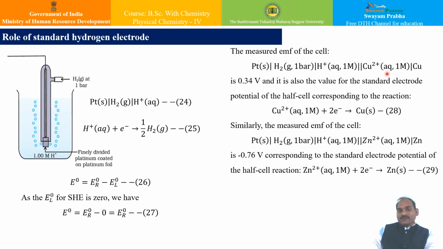If I measure the EMF of such a cell, it comes out to be 0.34 volt, and this 0.34 volt is the value of the standard electrode potential of the half cell corresponding to this right hand side electrode reaction. Because the concentration of the right hand side electrode solution is again 1 molar, as we are assuming standard electrode potential, the reaction is represented as copper ion consuming 2 electrons and leading to copper metal.